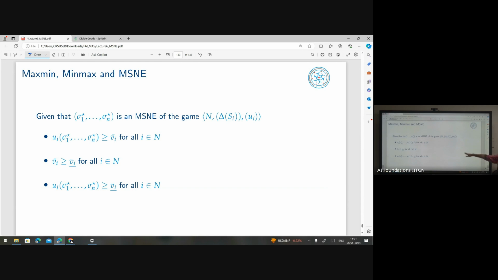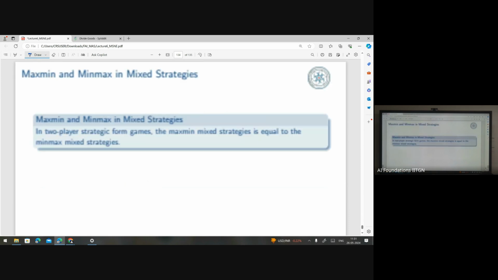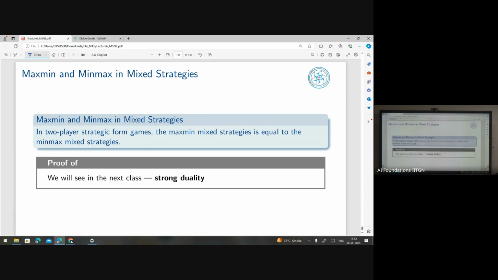Okay, these three things, the proofs are almost similar to the ones in the pure strategies. You should go ahead and try to prove these things if you're able to. But one more interesting thing, which is very specific for mixed strategies, is that in two-player strategic form games, the maximin mixed strategy value is equal to the min-max mixed value. So the values are the same. To prove that, we need strong duality, and we will see it in the next class.